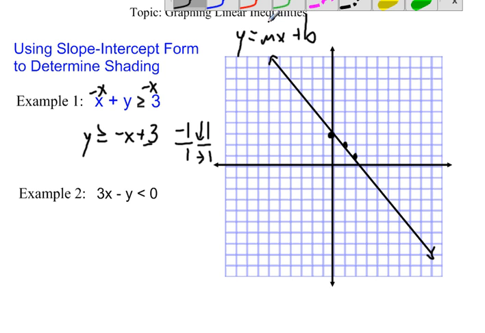So now all I have left to determine is my shading. To determine shading, it's actually not very hard at all. Look at this right here. What this says is y is bigger than or equal to negative x plus 3, that's your line. That's this entire thing right here that you just graphed. And this says that y is greater than or equal to that.